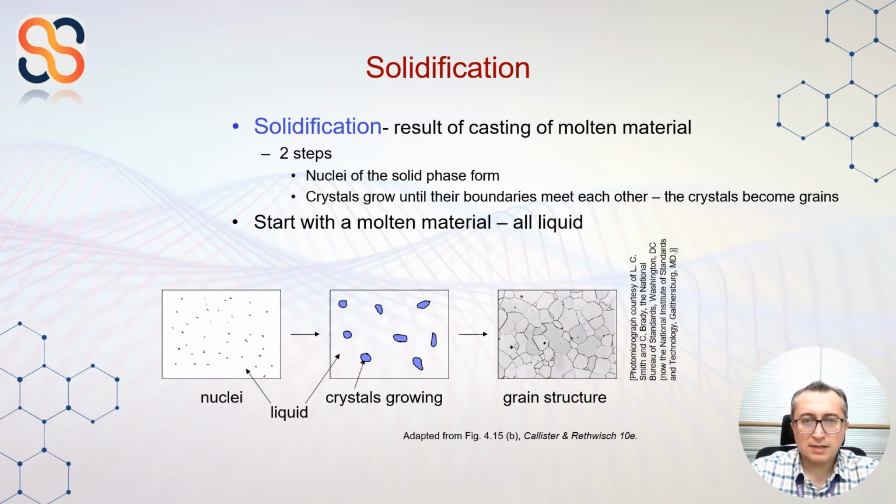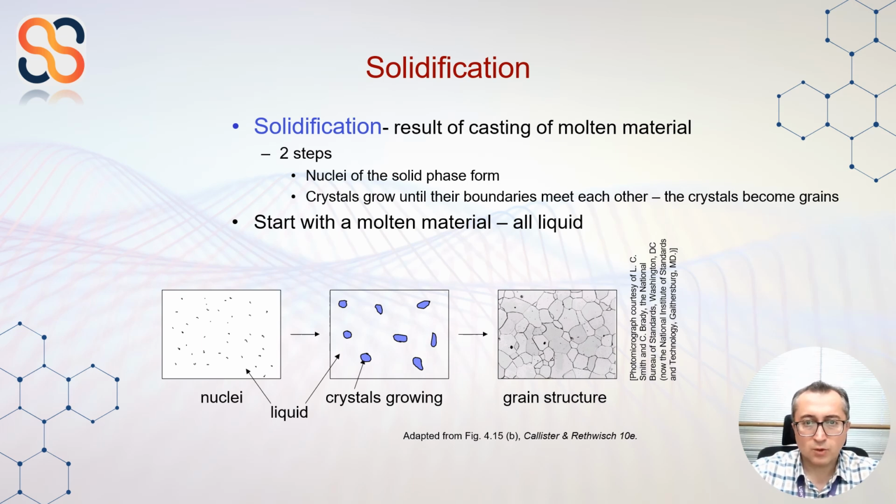Alright, let's get into how solidification works, specifically in metals. When we are casting a metal, we start with it in a fully molten liquid state. As it cools down, the material begins to change from liquid to solid in a two-step process, which shapes the final structure of the metal.